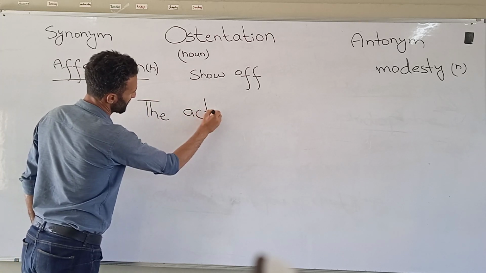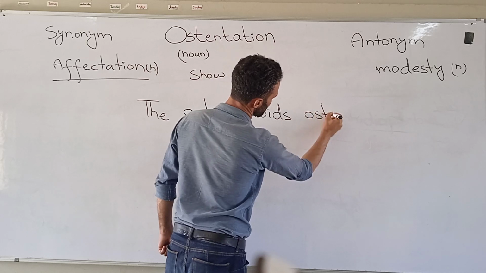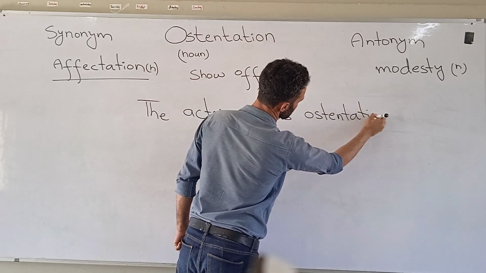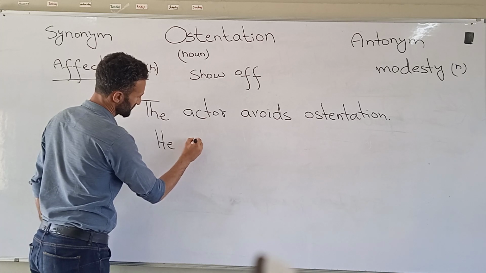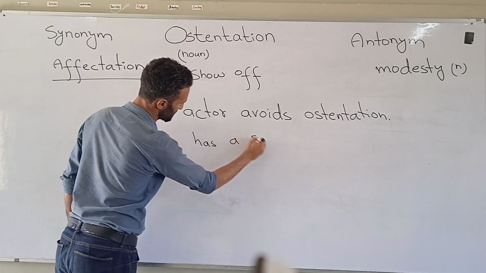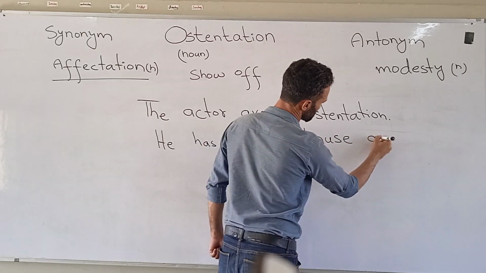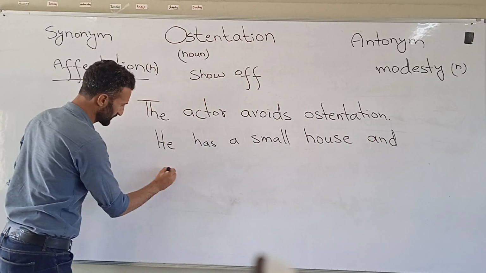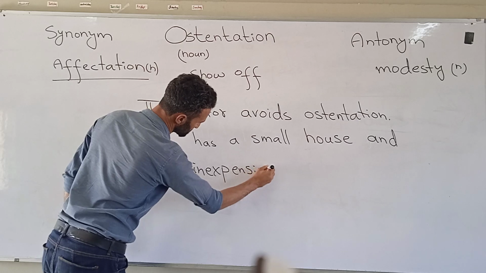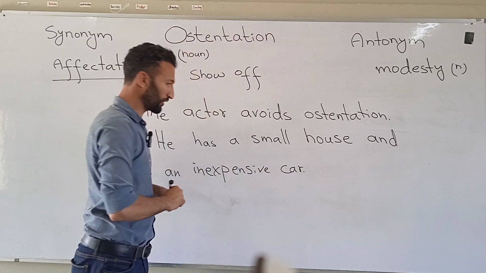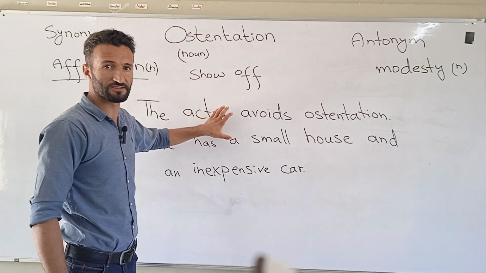The actor avoids ostentation. He has a small house and an inexpensive car. Okay, over here we try to understand what ostentation is and how it has been used in a sentence.